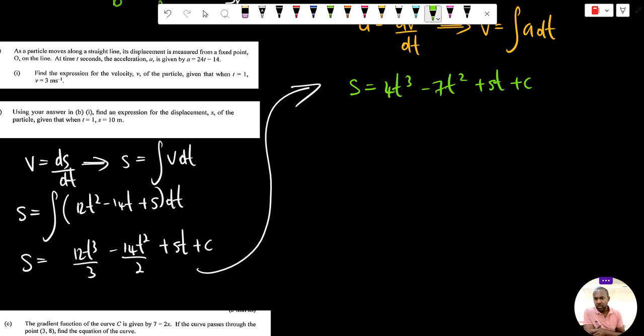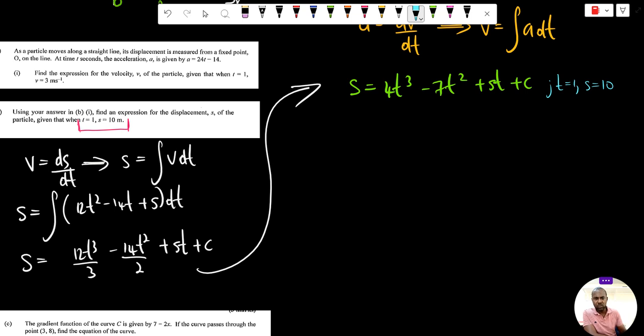Now, what do we do here? We're given this piece of information. We're told that t is equal to 1 when s equals 10. And so we're going to substitute these values and then find our integration constant c. All right? So we say that t equals 1, s is equal to 10.